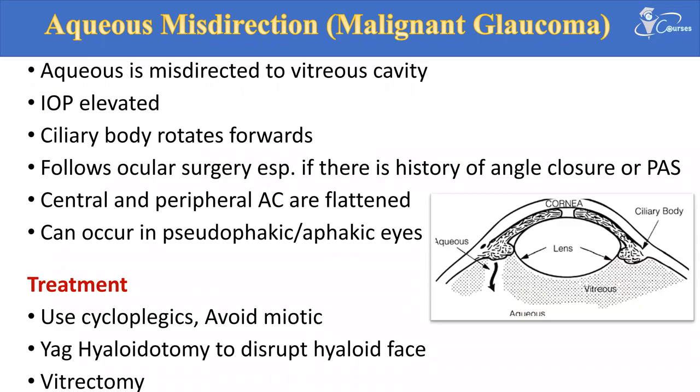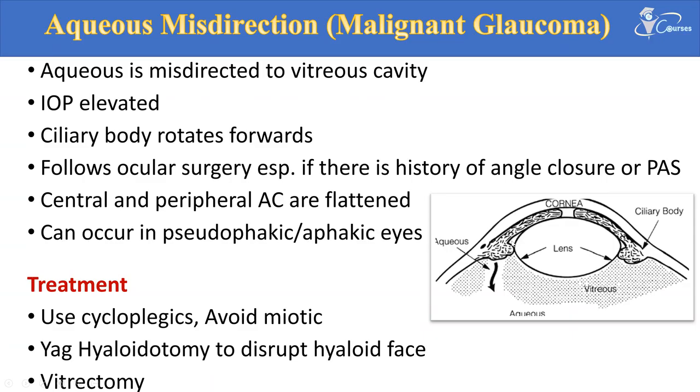Another cause of secondary angle closure is aqueous misdirection, or malignant glaucoma. So what is the theory, or what is the problem in malignant glaucoma, and why do we call it malignant? Here there is a rotation of the ciliary body. The ciliary body will rotate forward, meaning that it is a ring.